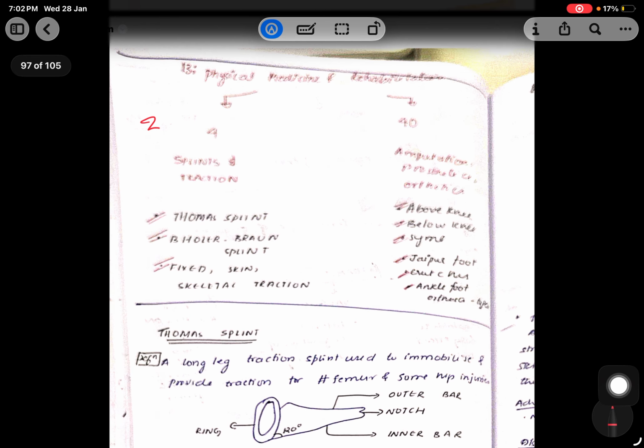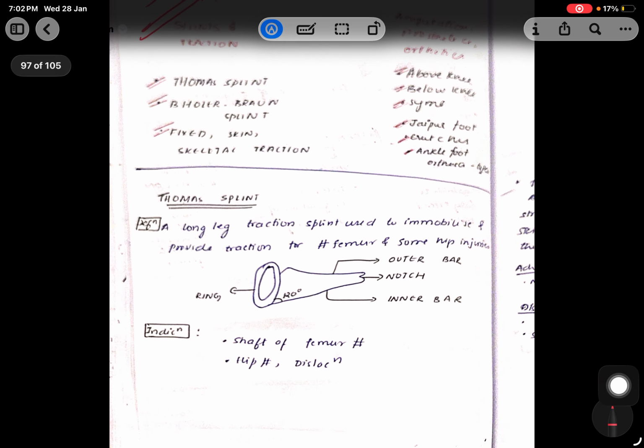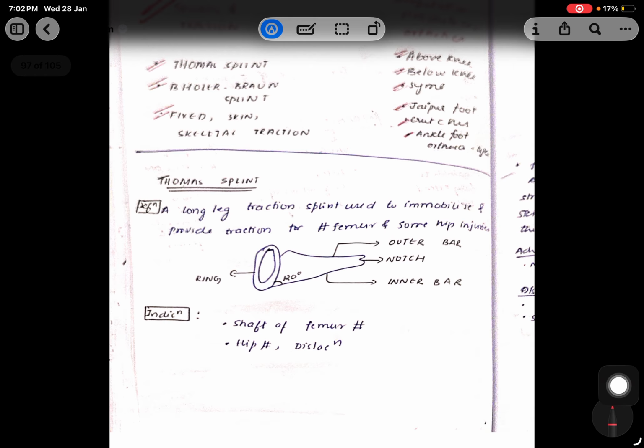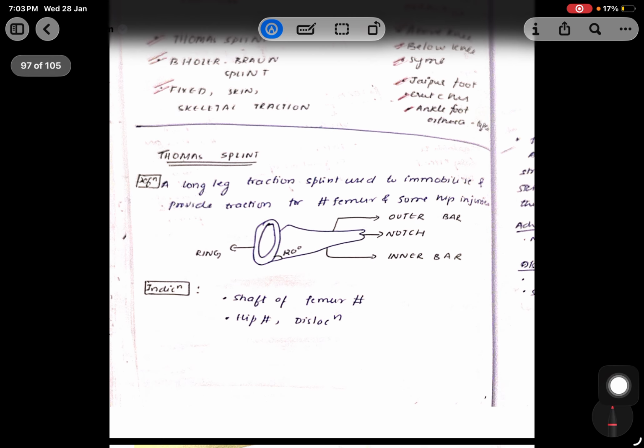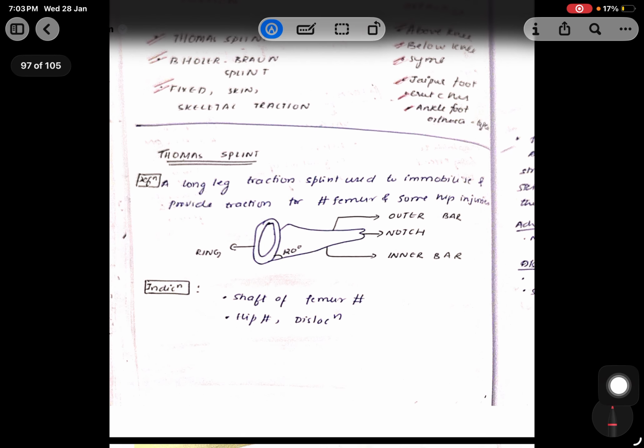This is like a short 3 marker. Okay. They might ask you about Thomas splint. So what happens here is you have to write only 3 parts. So nothing much, nothing less. So write about the definition. You can draw the diagram if required. One second. This is the diagram.